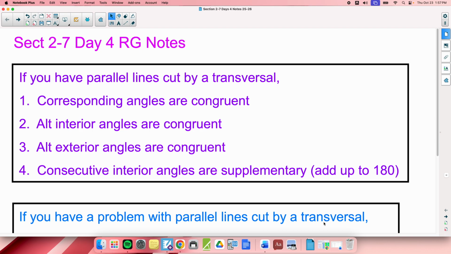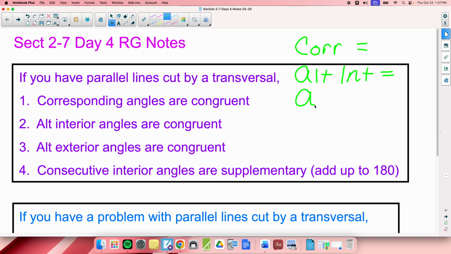Equations. Now, yesterday, did we talk about how corresponding angles are equal? Yeah. Okay. And alternate interior angles are equal, and alternate exterior angles are equal, and consecutive interior angles equal 180. Okay? Those are the things you have to use today so that you're able to solve for x.